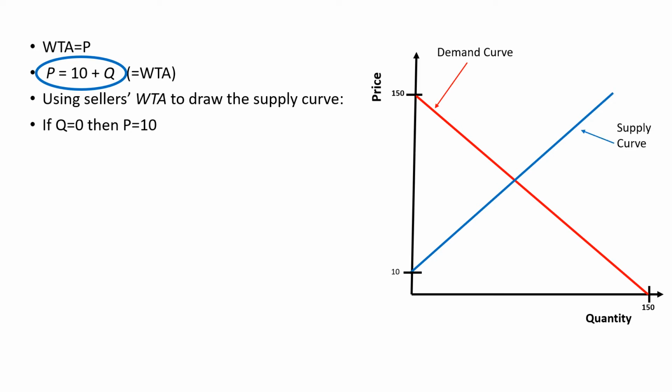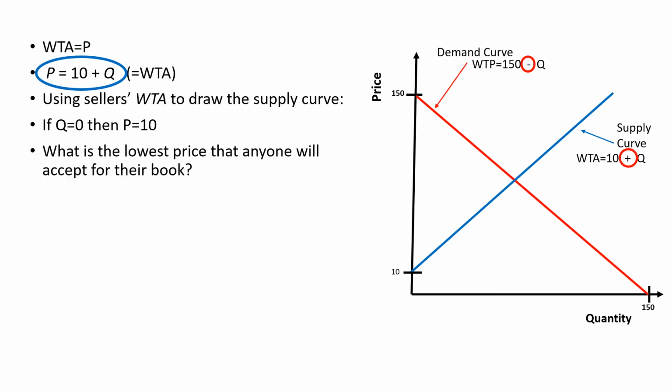But then the question is, how do we know that the demand curve is downward sloping while the supply curve is upward sloping? We pick that from the equations that we were given. So recall the willingness to pay, or the demand curve, was equal to 150 minus Q. So we know that the demand curve will be downward sloping, or negatively sloped, because of the minus sign in the equation. And similarly for the supply curve, we know that the supply curve will be upward sloping, or positively sloped, because of the positive sign in the equation.